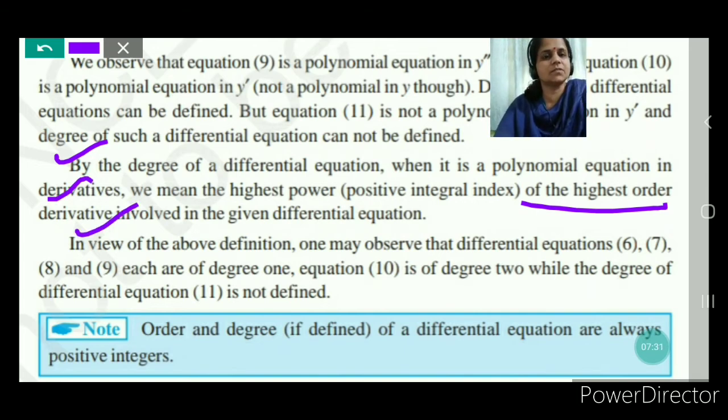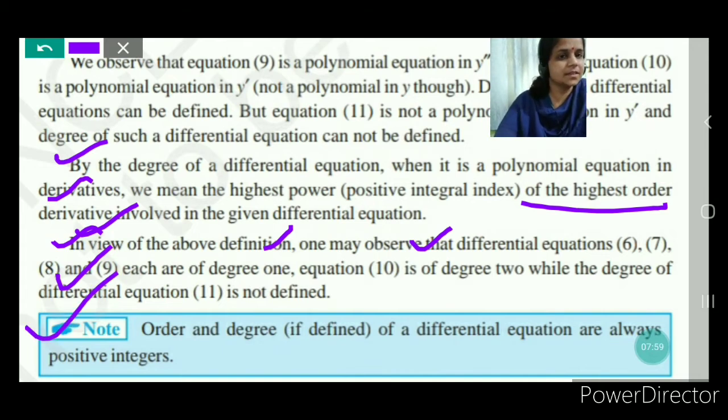We view the above definition. One may observe that differential equations 6, 7, 8 and 9 each are of degree 1. Equation 10 is of degree 2, while the degree of differential equation 11 is not defined. Now, order and degree of a differential equation are always positive integers.